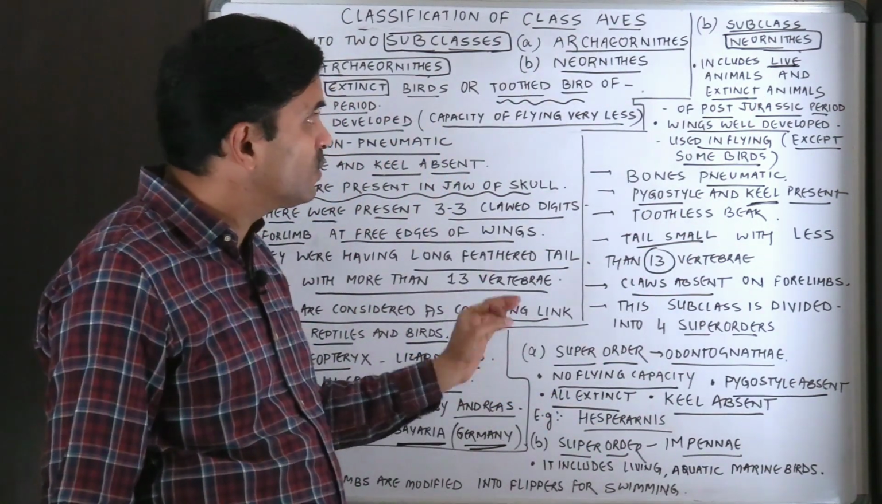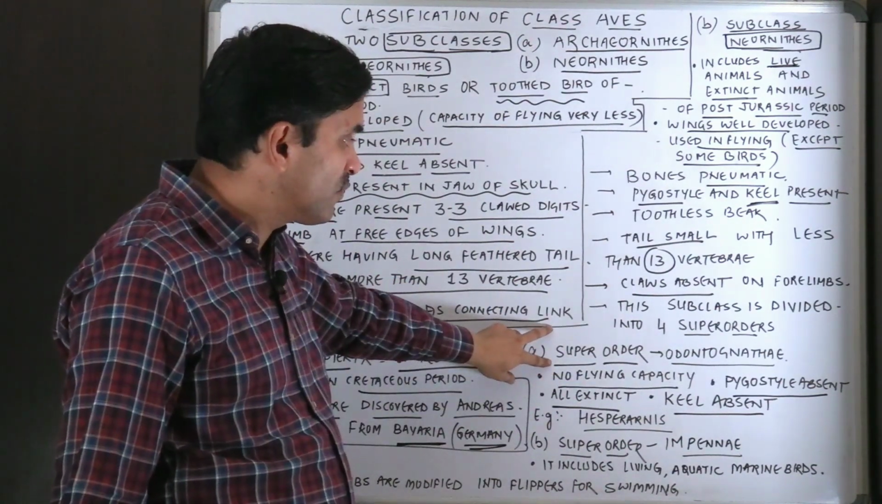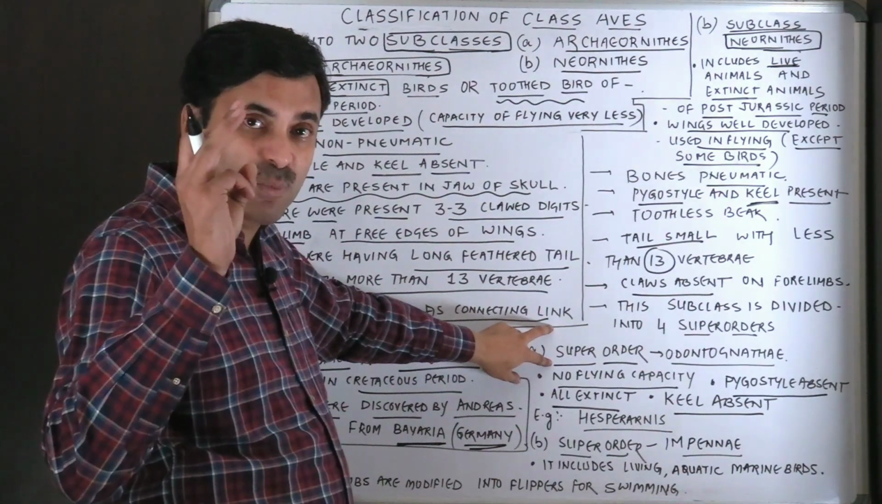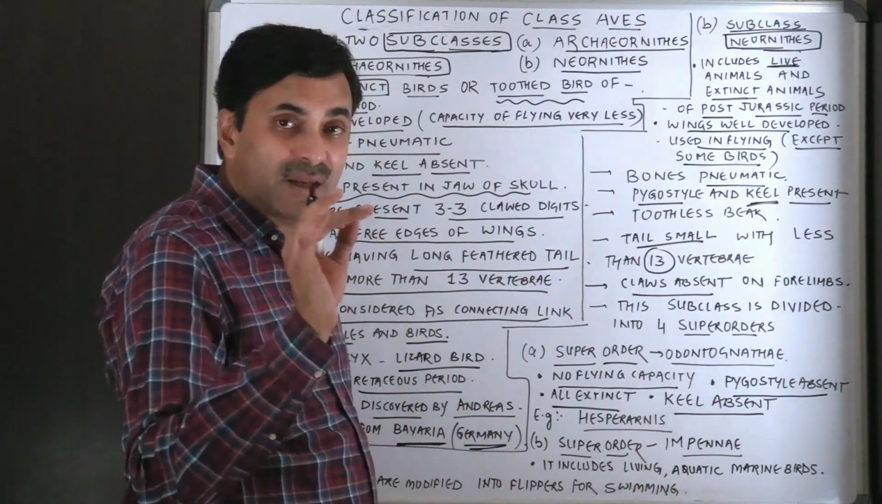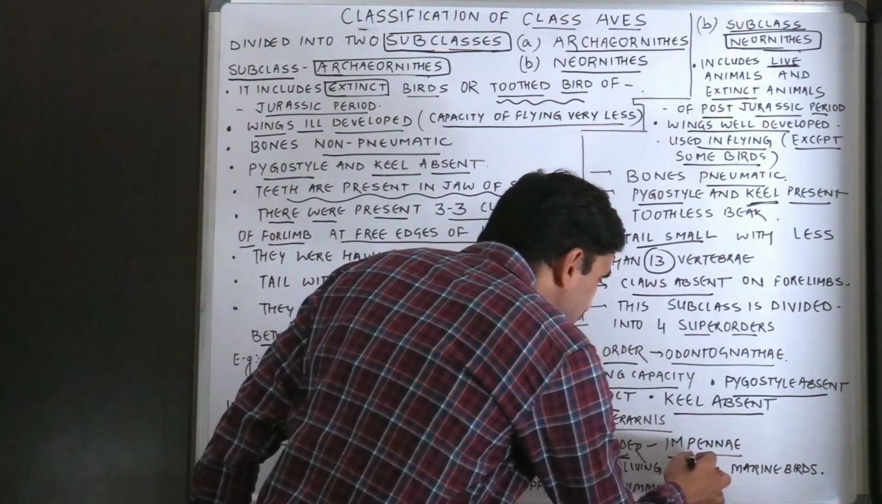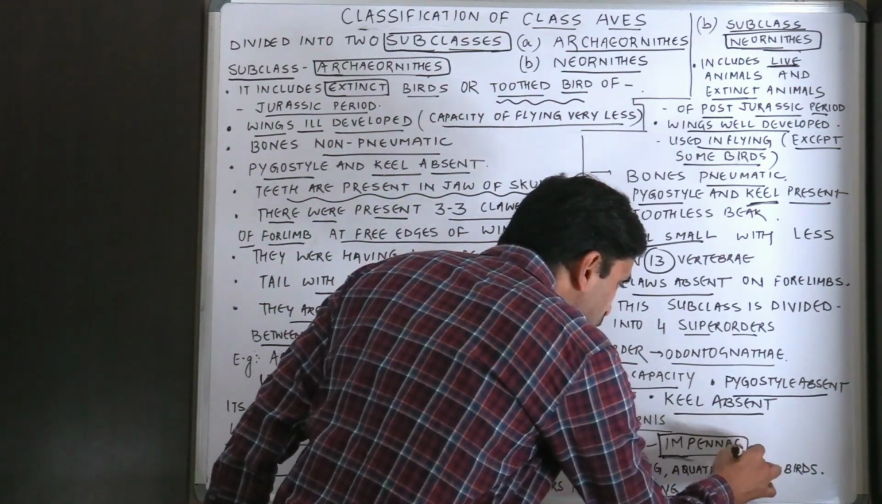Hesperornis is also an extinct bird. Clear? So the first super order is clear, that is known as Odontognathi. Now three more super orders are there in this subclass. The second order is a very important one, beta, and it is called the super order Impani. Again I am repeating, it is called the super order Impani.